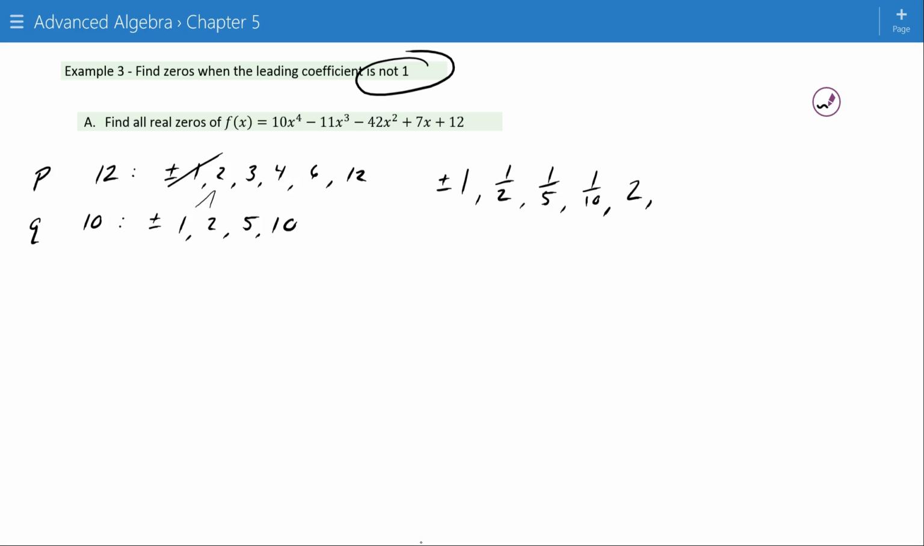We got 2 over 5. We need to write that one. We don't have that yet. 2 over 10. 2 over 10 really reduces, though, right? If you reduce 2 over 10, you really get 1/5. So again, I'm not going to rewrite that one.